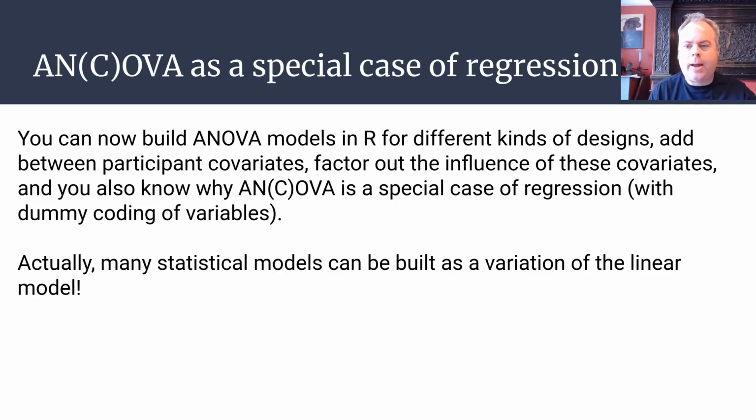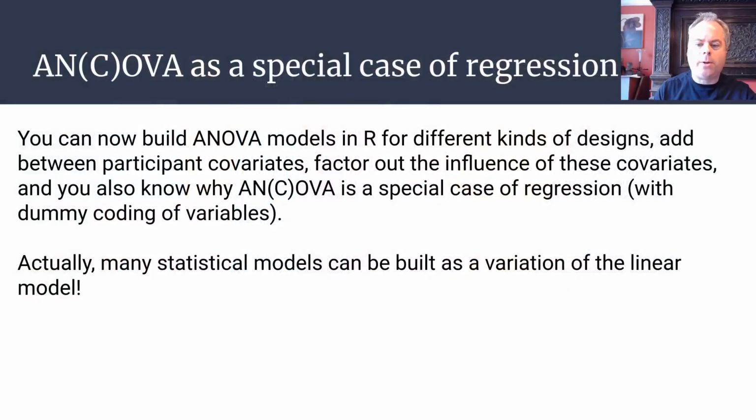So really just by way of finishing off here, you can now build ANOVA models in R for different kinds of designs. You can add between participant covariates, that's what we focused on today. You can factor out the influence of these covariates, and hopefully I've convinced you that ANOVA is indeed a special case of regression. It's just a case of regression using dummy coding of variables. And actually many statistical models can be built as a variation of the general linear model.